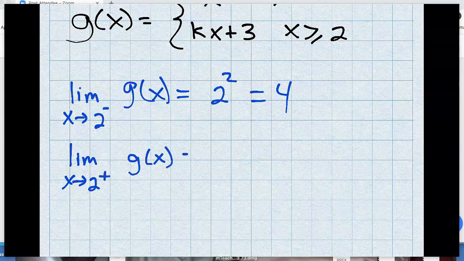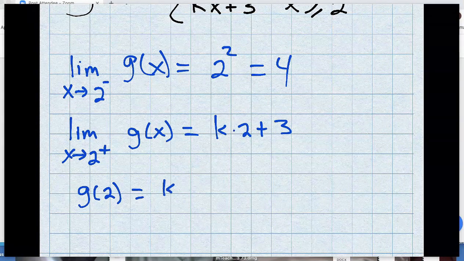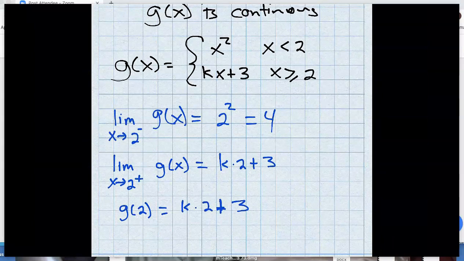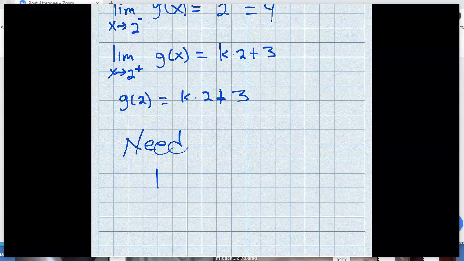That would be k times 2 plus 3. So we got a value of k in there that we're looking at. And what is g of 2? Well, g of 2 is also k times 2 plus 3 using our function. So that means what we need is k times 2 plus 3 to equal 4. If we need those things to be the same, that's what we need to have true.